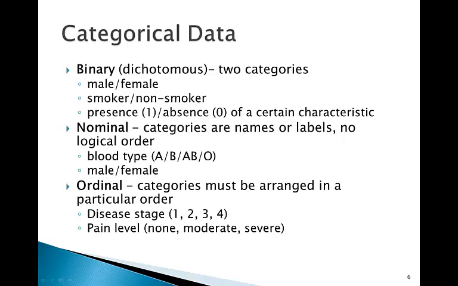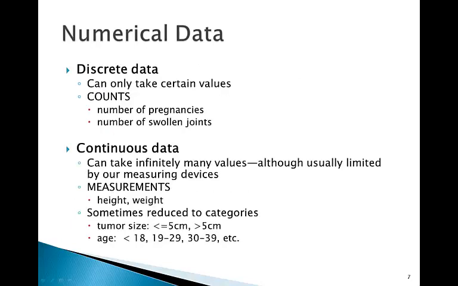Ordinal data is when the categories have to be arranged in a certain order. So for example, disease stage 1, 2, 3, or 4. So stage 4 is worse than stage 1, so that explains the ordering. Or pain level, none, moderate, severe. So anytime there's a natural ordering, that data is considered ordinal. Numerical data can be divided into discrete and continuous data. Discrete means it can only take on certain values, and a good example of this is counts. So number of pregnancies or number of swollen joints.